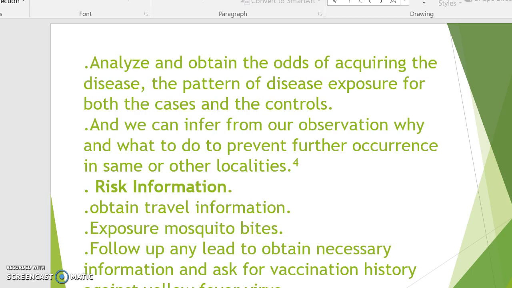I will then analyze and obtain the odds of acquiring the disease and the pattern of disease exposure for both the cases and the controls, and we can infer from our observation why, and what to do to prevent further occurrence in the same or other localities.